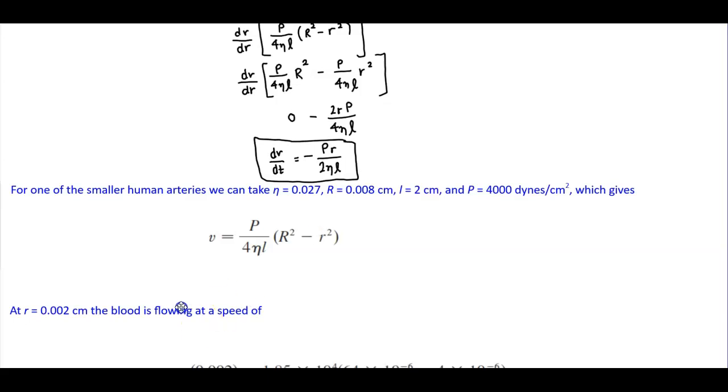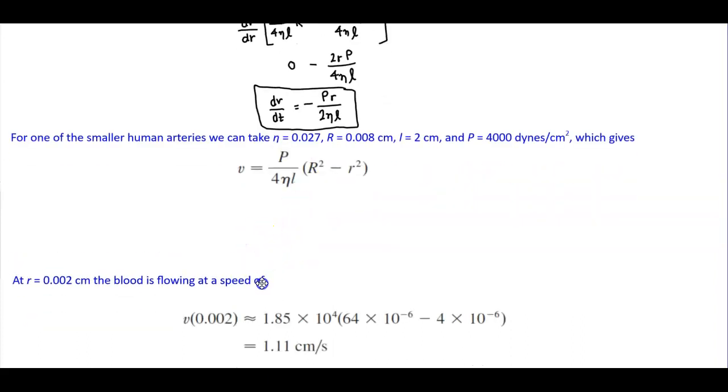Now that we found the derivative, the next step is, for one of the smaller human arteries, we can take eta, the n here, equal to 0.027, R equal to 0.008 centimeters, the length equal to 2 centimeters, and the pressure is 4,000 dynes per centimeter squared. So what we're going to do is plug this into our function first.